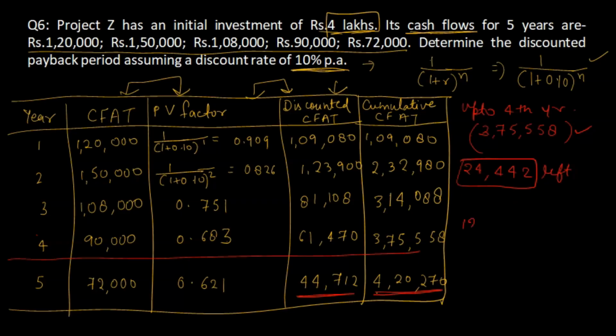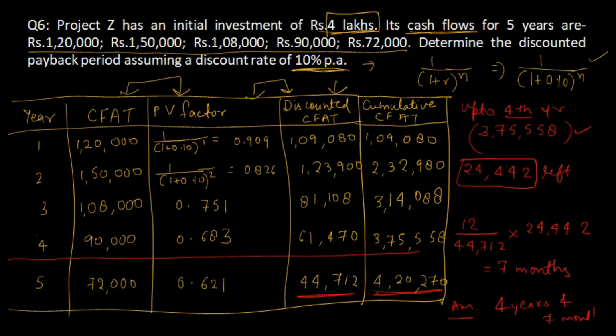So you know the process here. In 12 months we are getting 44,712. So in how many months will we get 24,442? When you solve this with the calculator and round it off, you will get 7 months. 6 point something you will get, so that will be rounded off as 7 months. So it is 4 years and then 7 months. So the answer will be 4 years and 7 months.